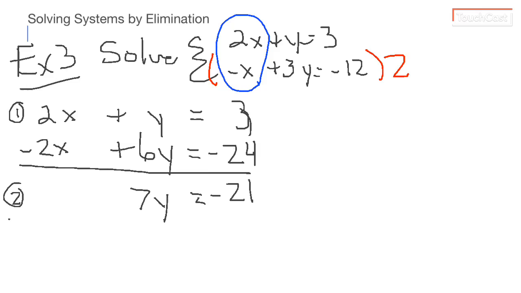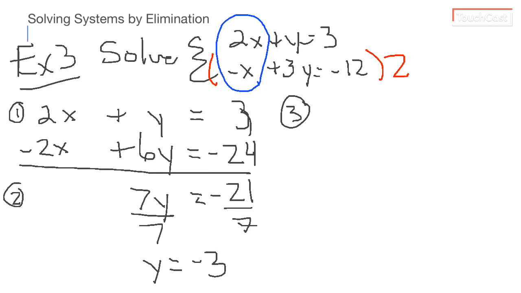Now we're almost done solving for y, because before we move on to step 3, we have to finish solving for y. So we're going to divide by 7, and we're going to find that y is equal to negative 21 divided by 7, that's negative 3. Now we can go on to step 3. I was getting a little ahead of myself.